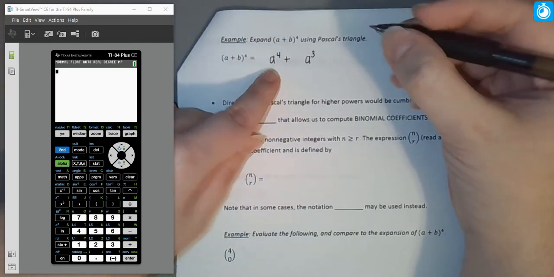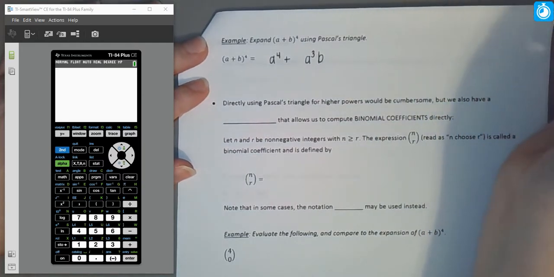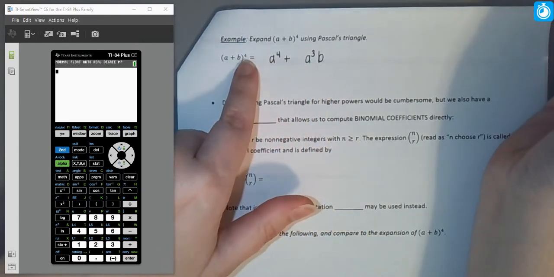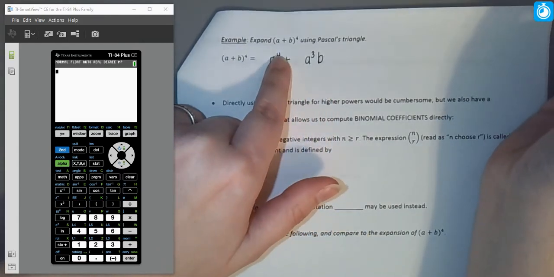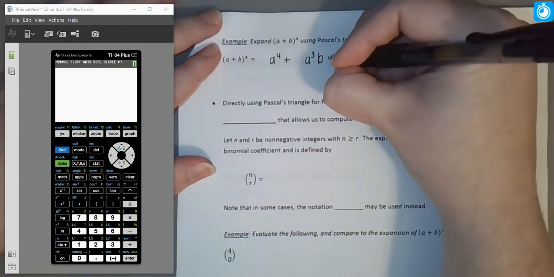Well, we don't have a b to start with, which means suddenly b is going to appear. So it's b to the 1st power. And we can always check by making sure that our degree per term is the same. So the degree should add up to 4. So here we have a degree of 4. 3 plus 1 is 4.